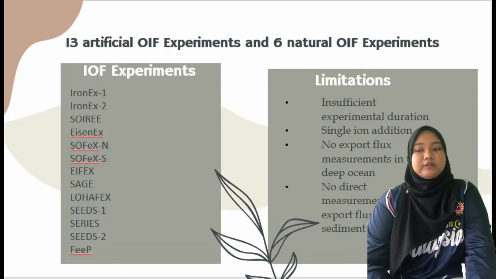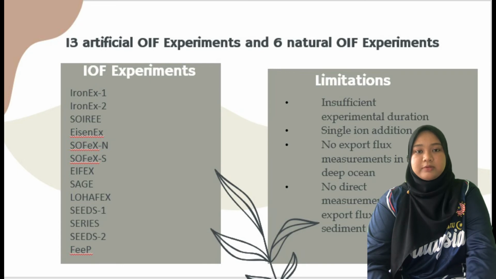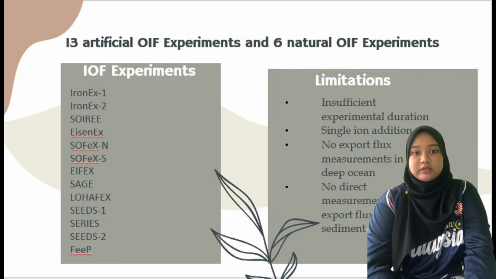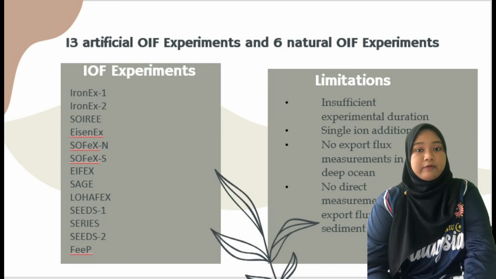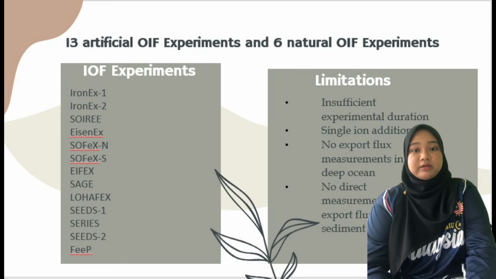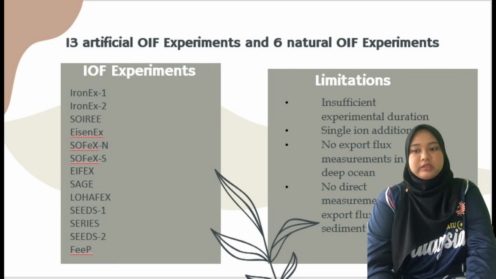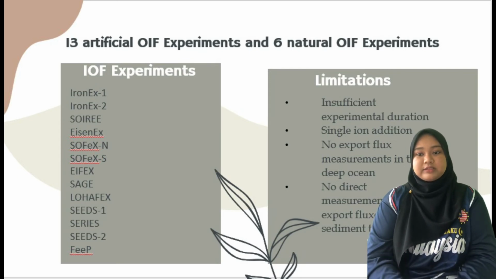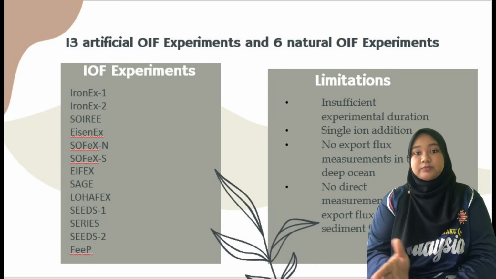There are 13 artificial OIF experiments that had been conducted in the HNLC area. As you can remember from the map, it's the number, and these are the artificial OIF experiments. As you can see, the first name is IronEx 1. It stands for the Iron Enrichment Experiment.